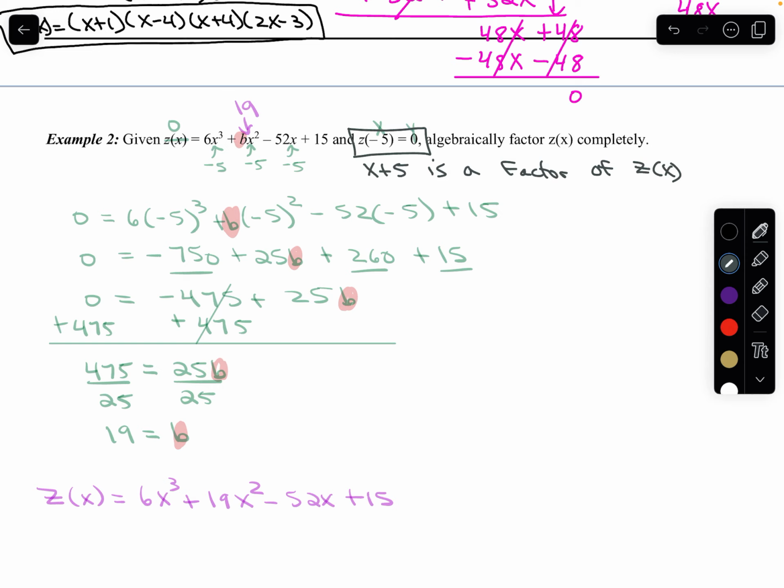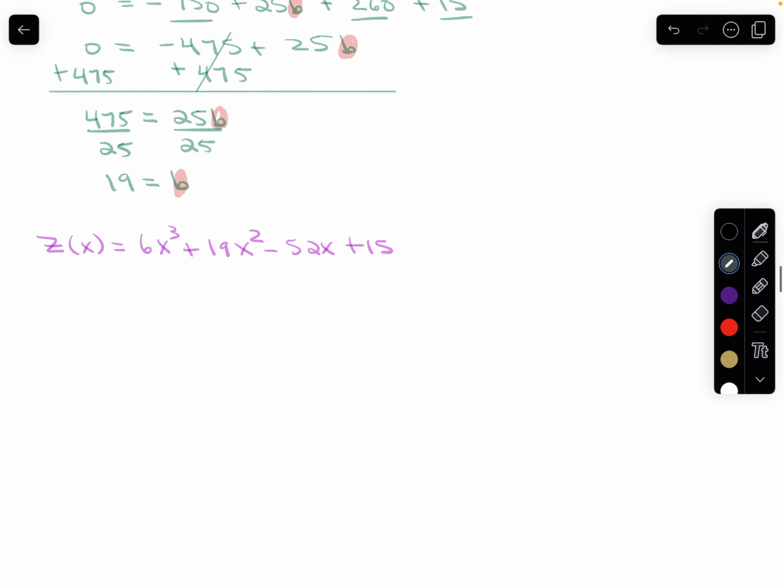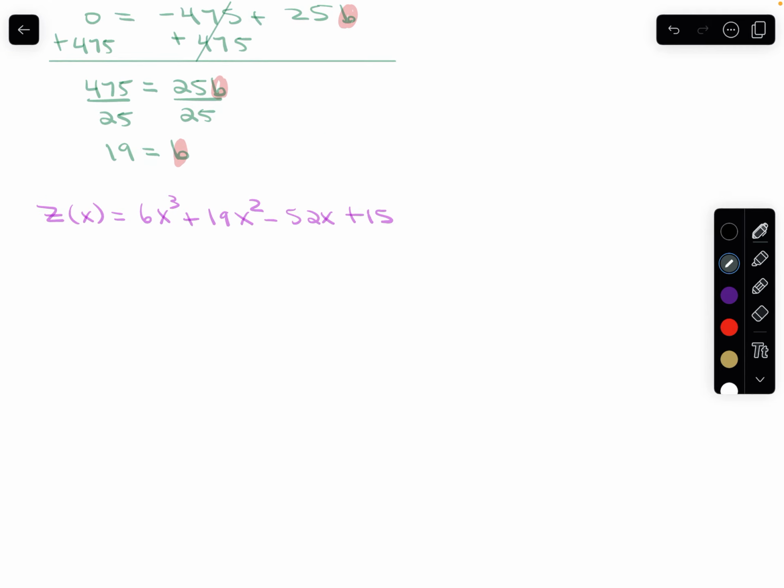So if I know that x plus 5 is a factor of z of x, I can either use synthetic division or long division to try to knock the degree of this polynomial down by 1 and see if I can factor it. Okay, so I'm going to start with synthetic division. We use the 0 of the polynomial, which is -5. And then I'm going to put my coefficients down: 6, 19, -52, and 15.